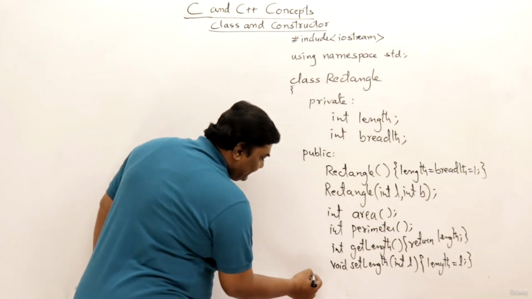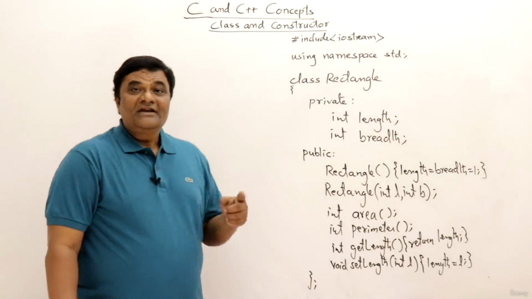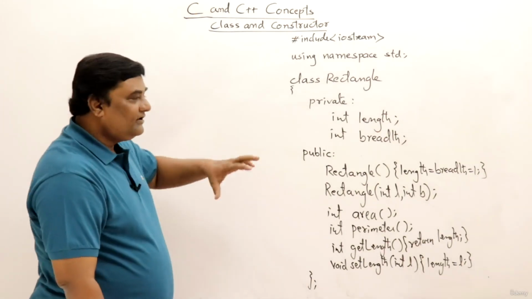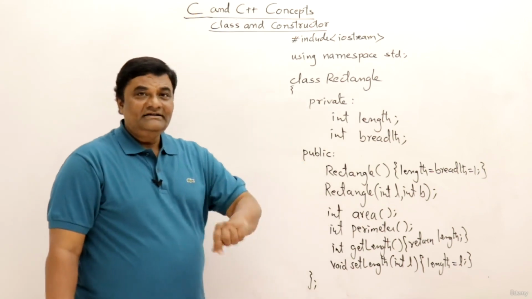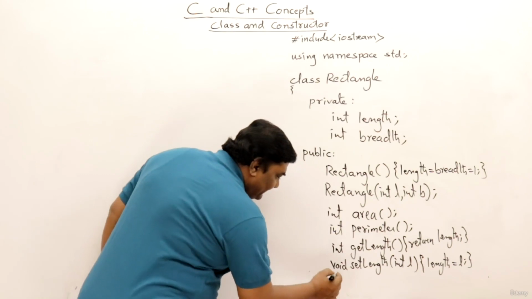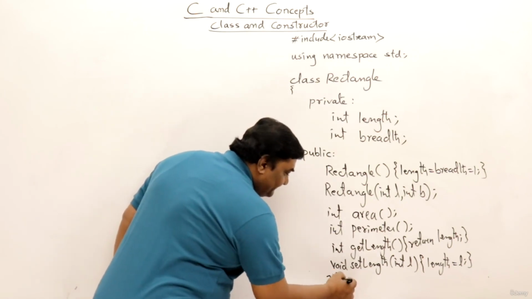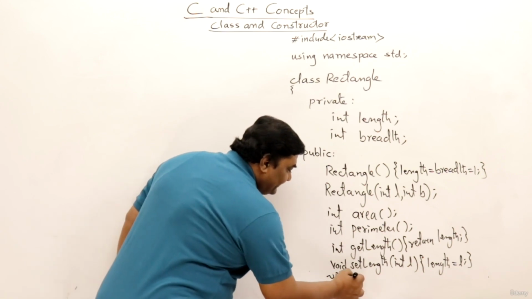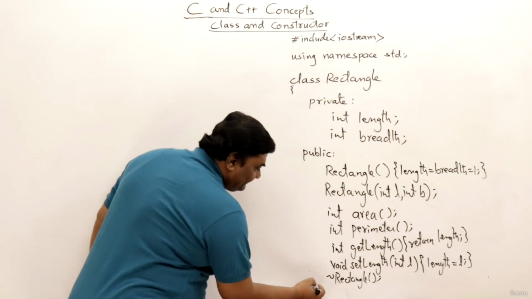So these are the functions that I need, and I don't have any destructor. I don't have to destroy anything. If you have to destroy anything, and if you have any dynamic memory allocation inside the constructor, then you can release that memory inside a destructor. How is a destructor written? It is written just using the class name with a tilde symbol. So it should have the name rectangle with a tilde symbol and no arguments at all.